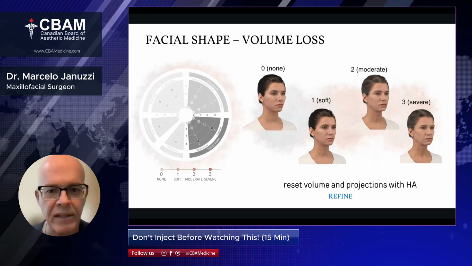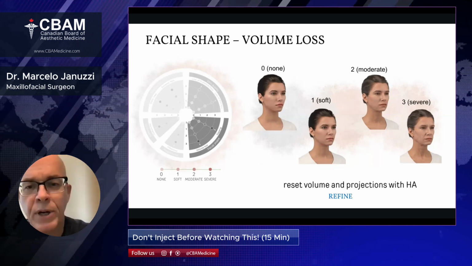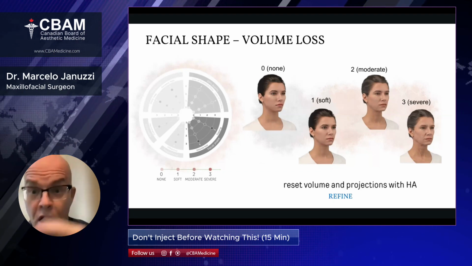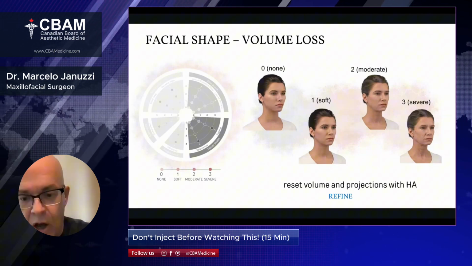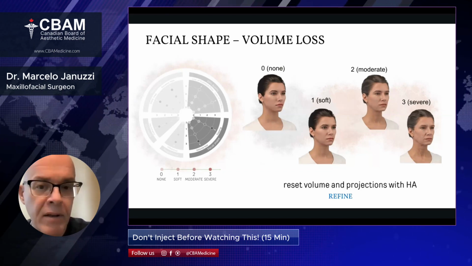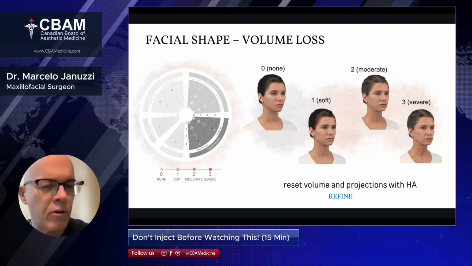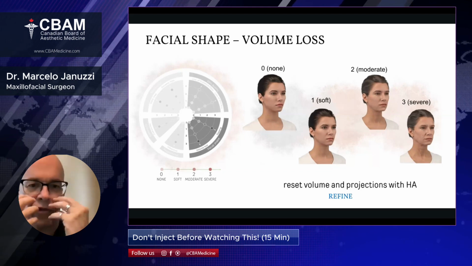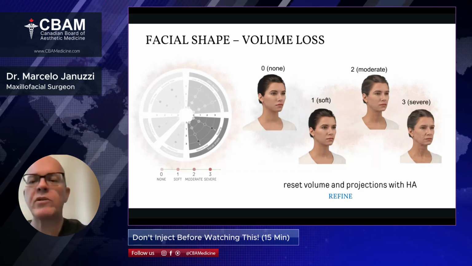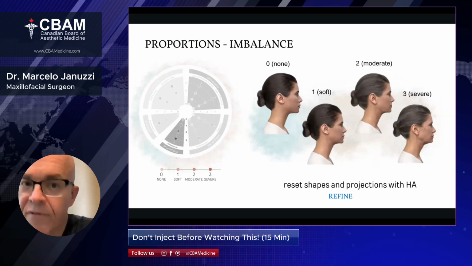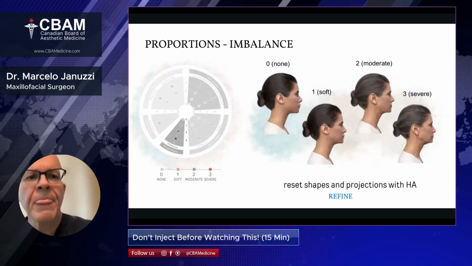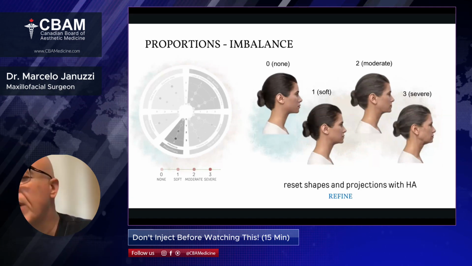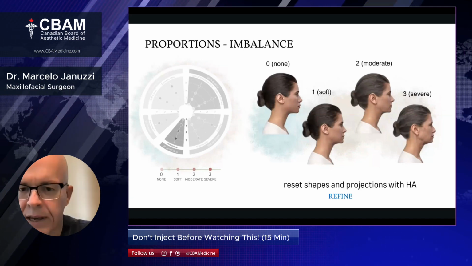We need to understand the aging process. We need to know how we diagnose the losses, the loss of tissue in the face, to determine where I need to put the hyaluronic acid: in the deep plane, in the superficial plane, in the front part of the face or the lateral aspect of the face. That's very important to us. When we talk about proportions, we are talking about resetting shapes and projections with hyaluronic acid too.